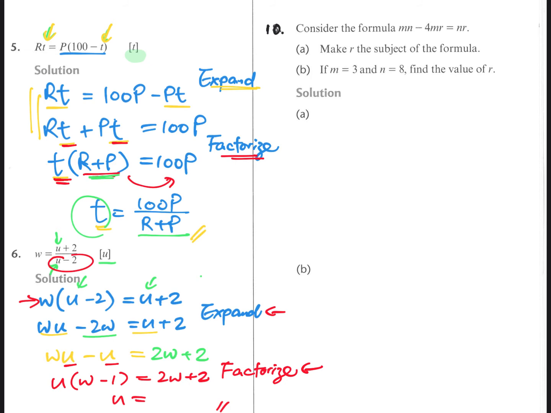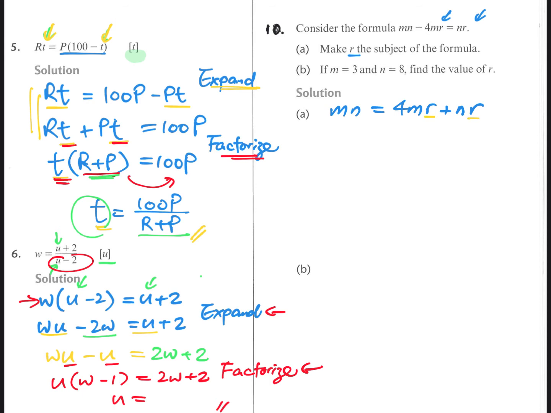Finally, let's have a very quick look at number 10. This time you want to make R to be the subject, and once again, the R is on both sides. So the very first step would be we put the things with R to one side first. So that's why on the right hand side it comes to 4mr and nr. So don't care too much about R is on the right hand side, because we can rewrite the expression afterward.